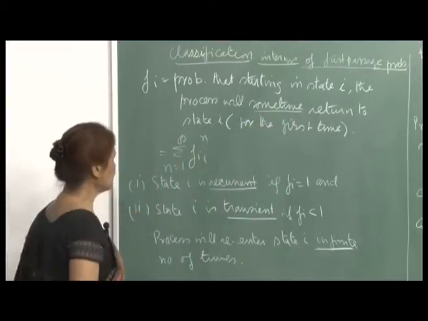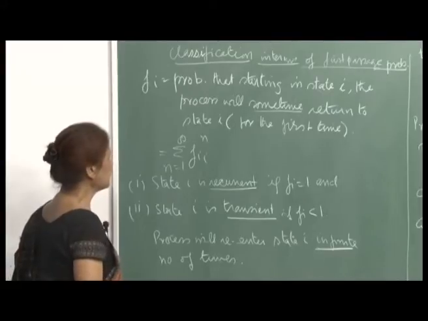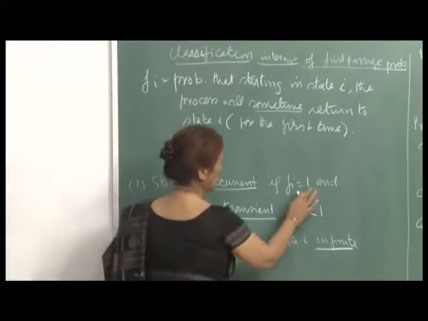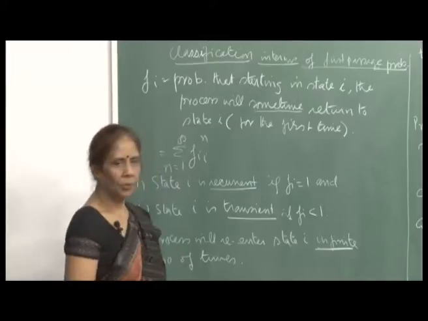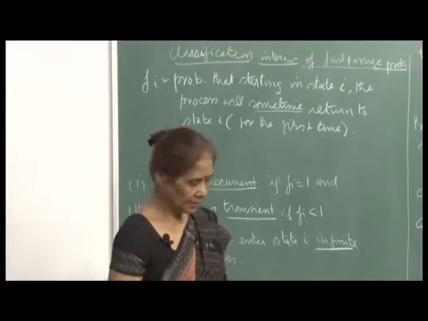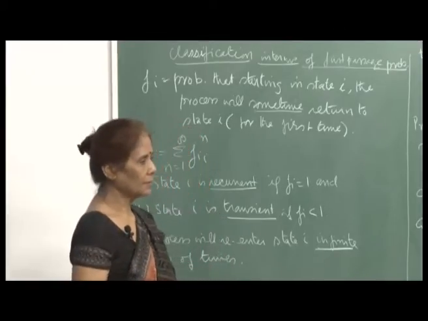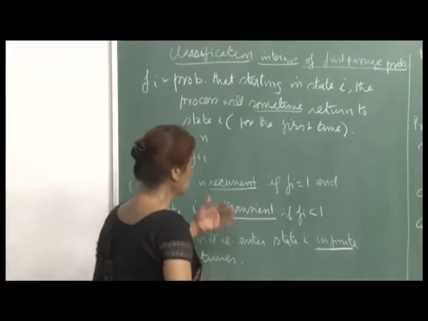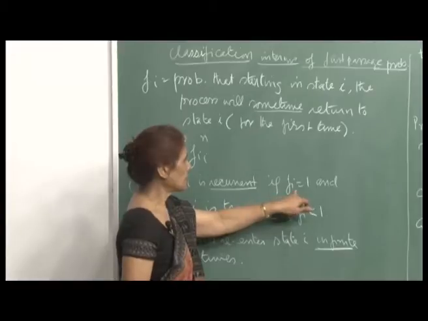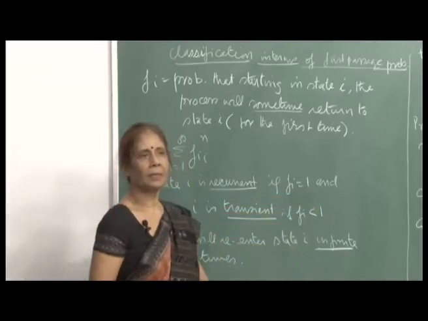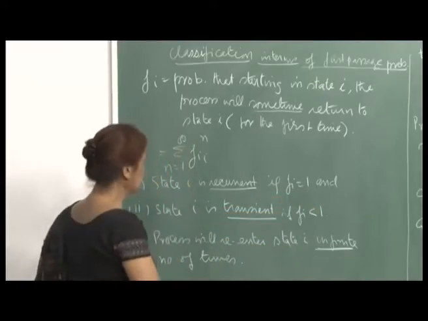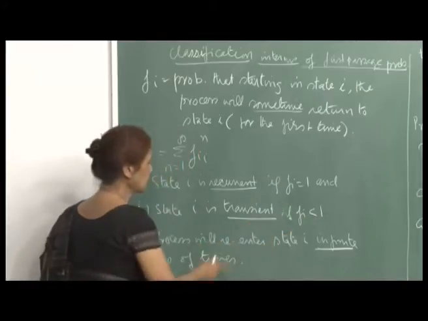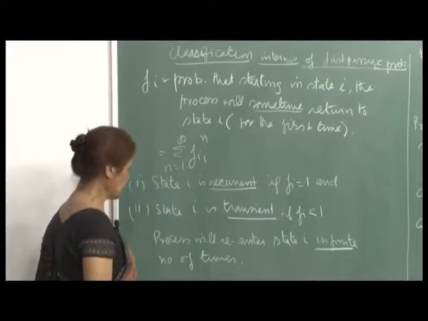So, this is the probability. Now, we say that state I is recurrent if f I is 1. So, that means it is a certain event that the system will sometimes return to itself, to the state I from which it started. So, if f I is 1, then it is a certain event, right. But if f I is less than 1, then it is a transient state, right.